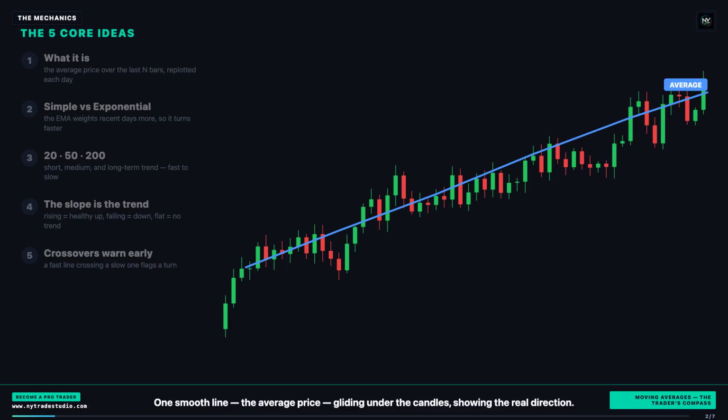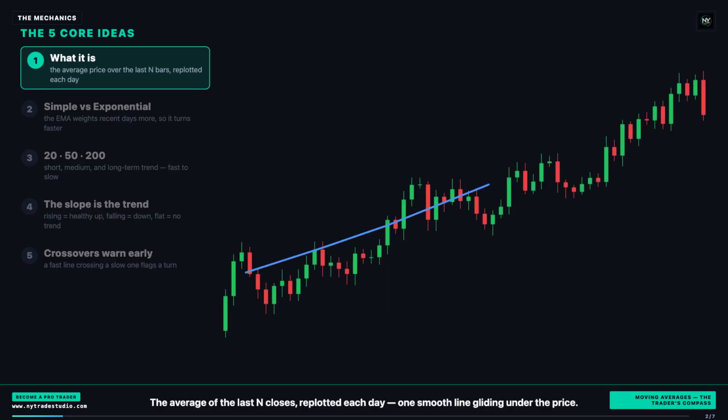Before any real chart, here is the whole idea on one simple diagram. First, what is a moving average really? It is the simplest idea in trading, dressed up with a fancy name. Take the closing price of the last 50 days, add them up, and divide by 50. That is the average over those 50 days. Now do that again tomorrow, and the next day, always using the most recent 50 closes, and those numbers connect into a single smooth line that glides along under the price. That is all a moving average is, the average price, recalculated every day, so it moves along with the market, smoothing out the daily noise to show you the underlying direction.